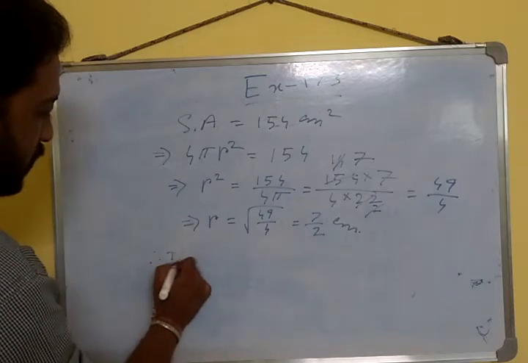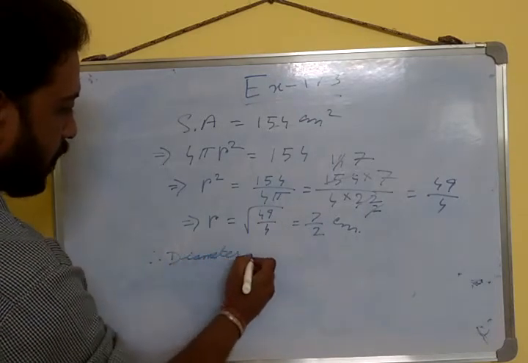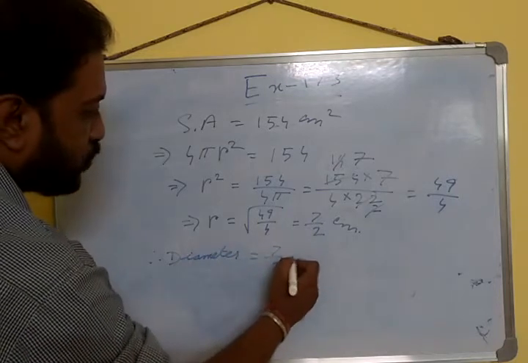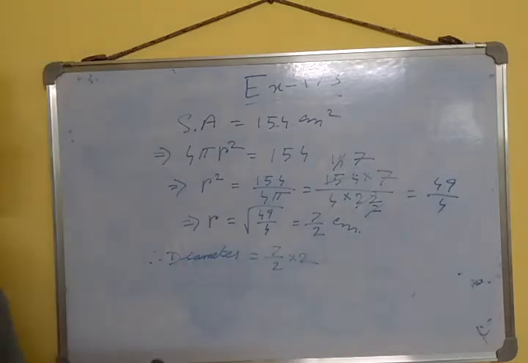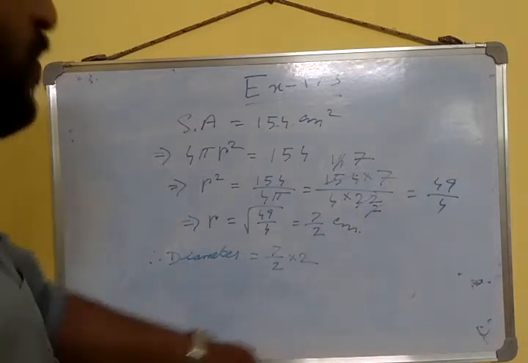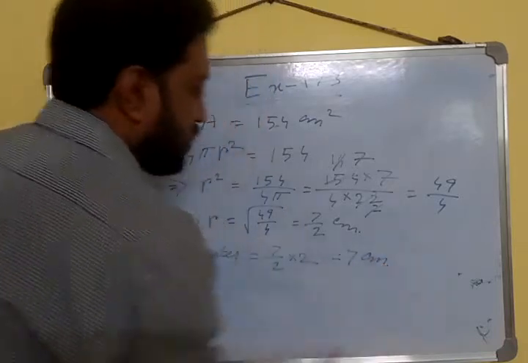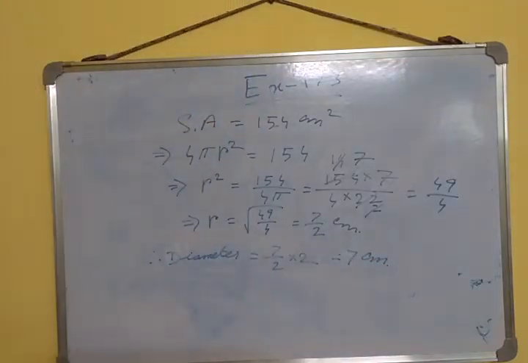Therefore, diameter equal to 7 by 2 into 2. As we know that if we multiply 2 with the radius, I will get the diameter. So it will be 7 centimeter. Very easy. I don't think it is so much hard to understand.